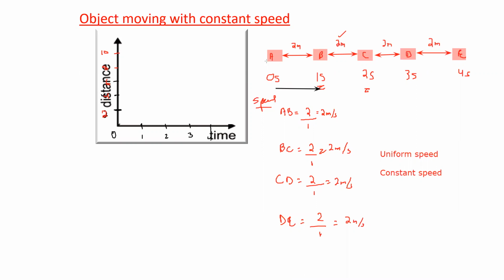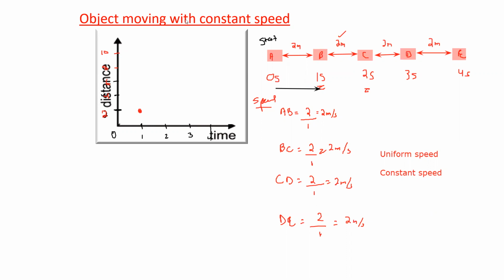After 1 second, here. This is the starting point. And after 1 second, it is at position B. So what is the distance traveled by the object after 1 second? 2 meter. So when the time is 1 second, the object is at the 2 meter mark. Is it clear, the first point?